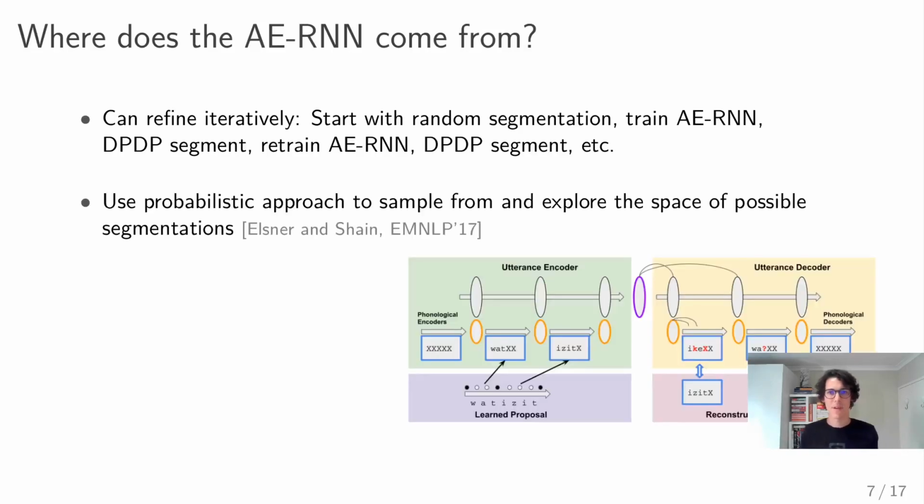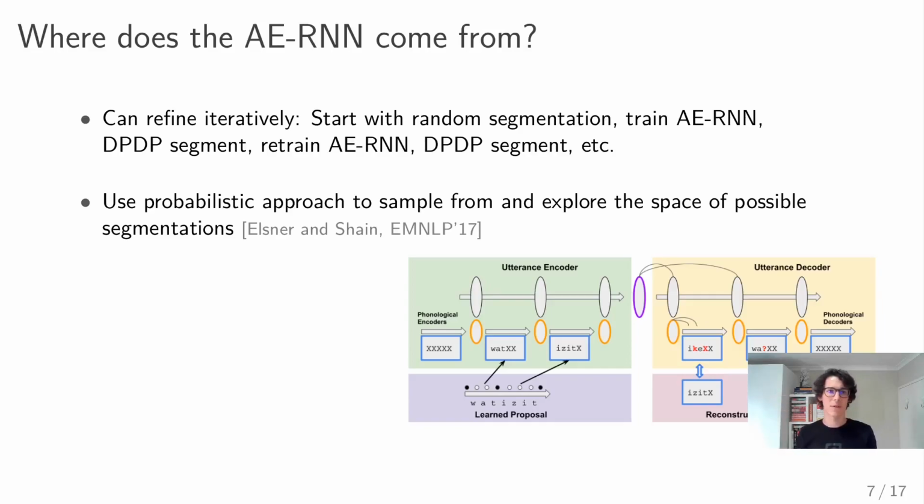You get the idea. The other option is to use a probabilistic approach to sample likely segmentations, and that could maybe help you explore the space of possible segmentations better. And this is actually the approach used by Michael Elsner and Corey Shane in their model. And I should add here that the approach that I propose, this DPDP AE-RNN, can actually be seen as just a simplified version of their approach. So it's making hard decisions. It doesn't have this probabilistic sampling of likely segmentations. So my work was heavily inspired by theirs.